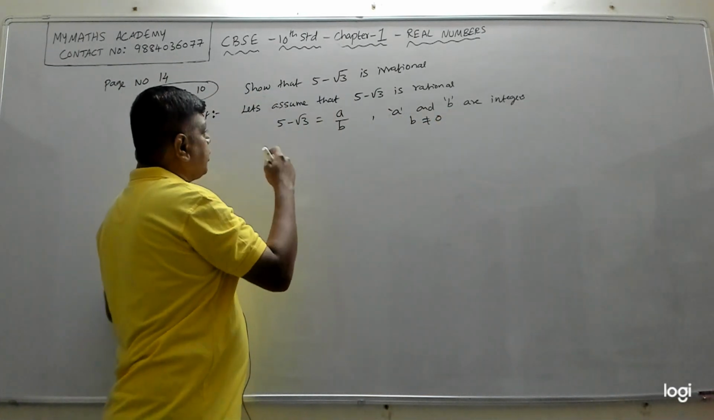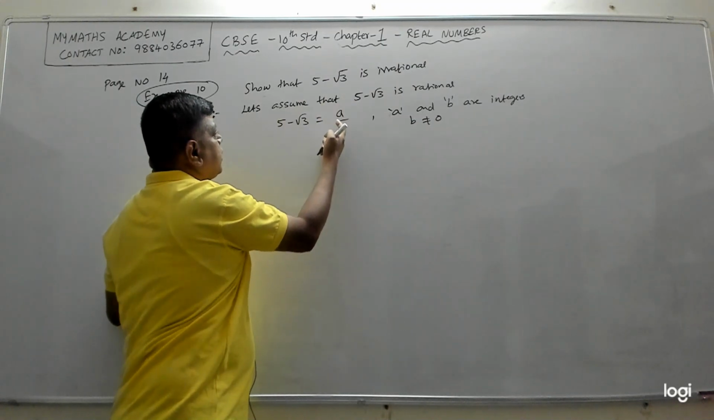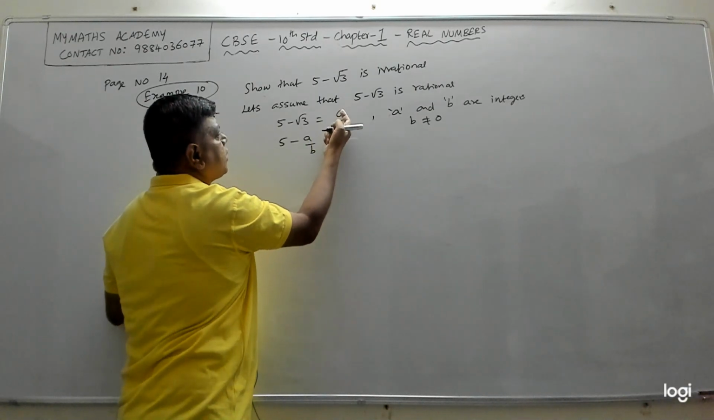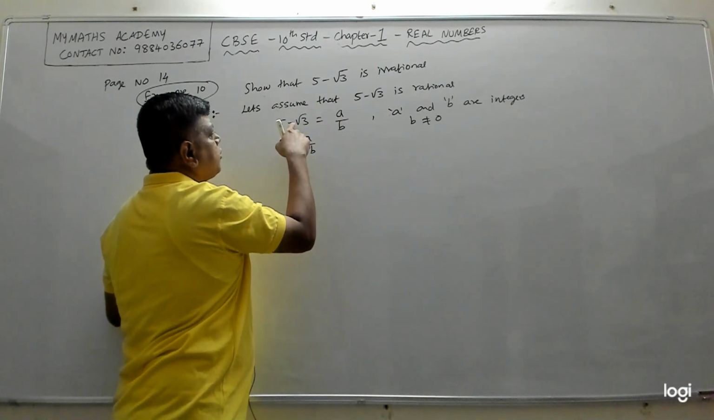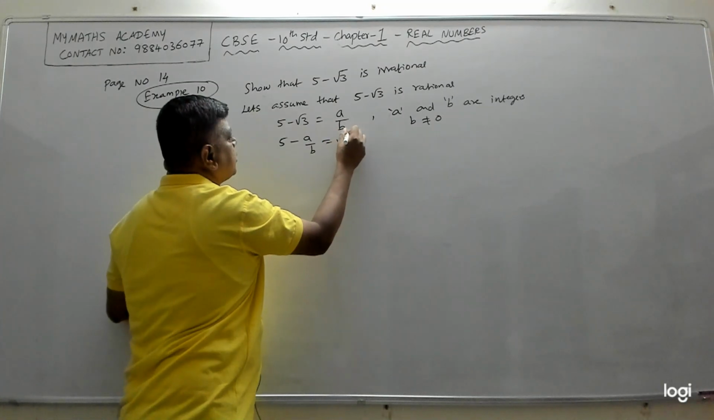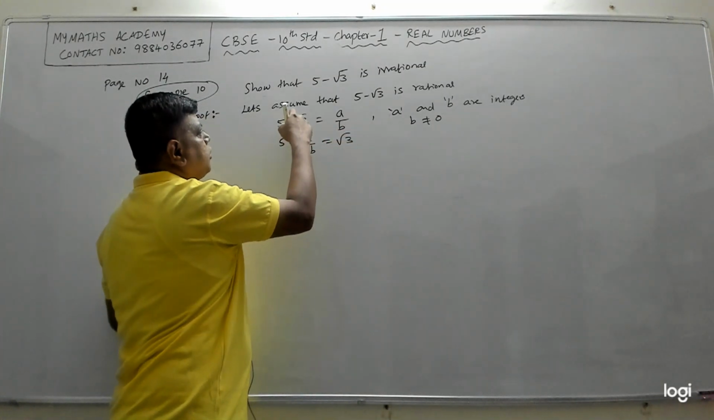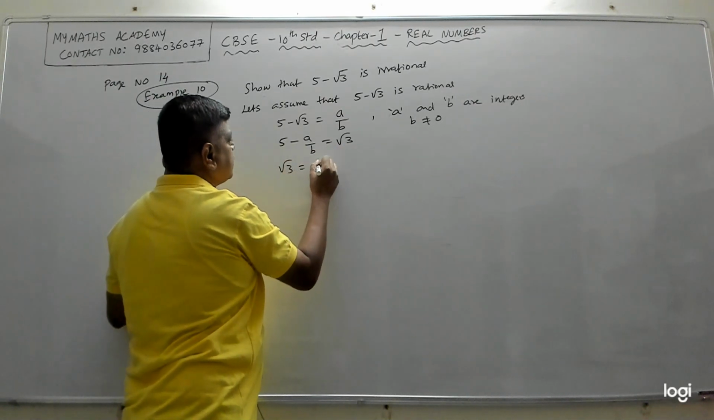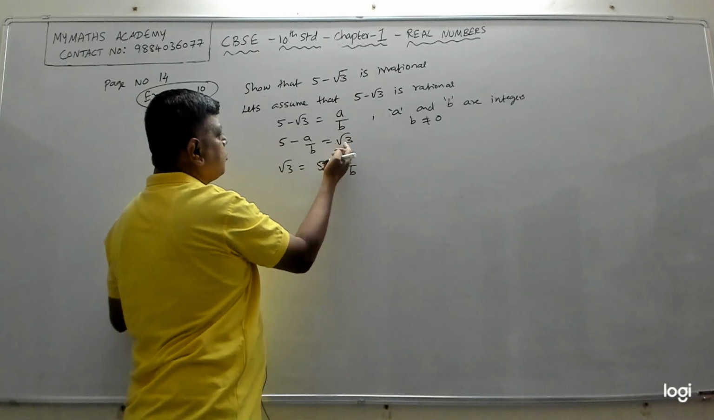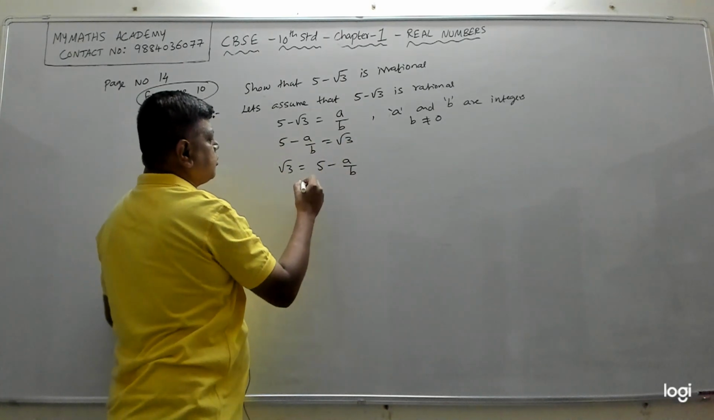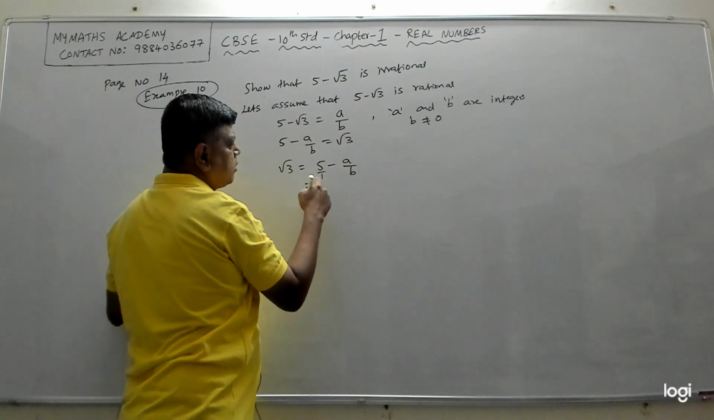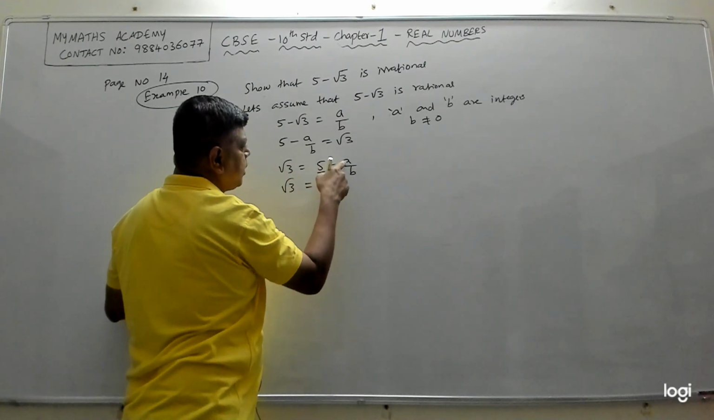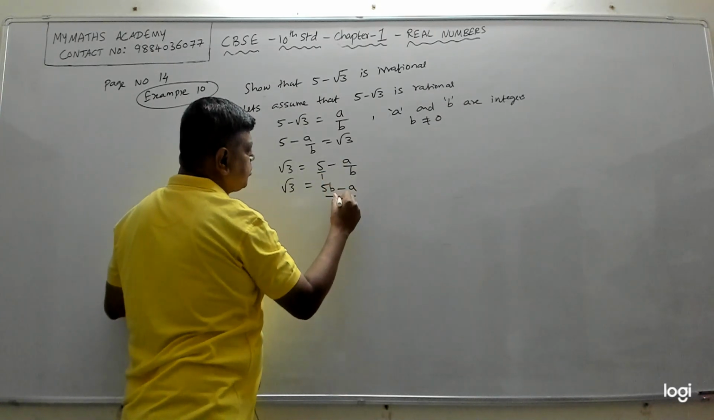Then what we can do? We can take this root 3 to this side and a by b to this side. Then we'll get 5 minus a by b, because this is plus a by b. If it comes this side, it will become minus a by b, and this minus root 3 will go this side, it will become plus root 3. Now I will interchange this. I will write root 3 as 5 minus a by b. Now we will add. So by 1, root 3 equals 5 into b is 5b minus 1 into a is a, by 1 into b is b.